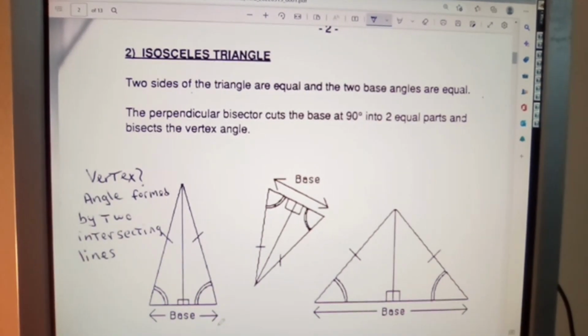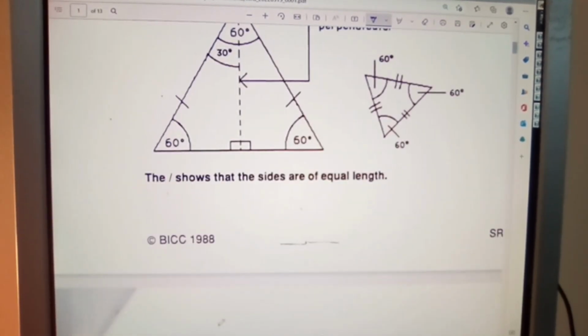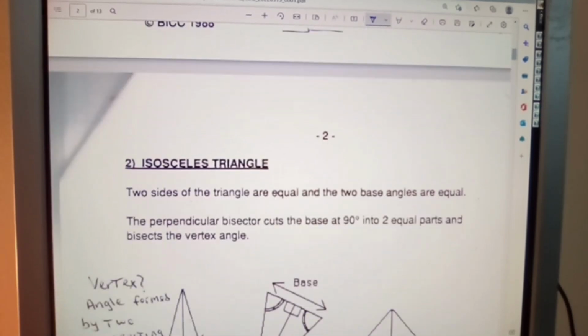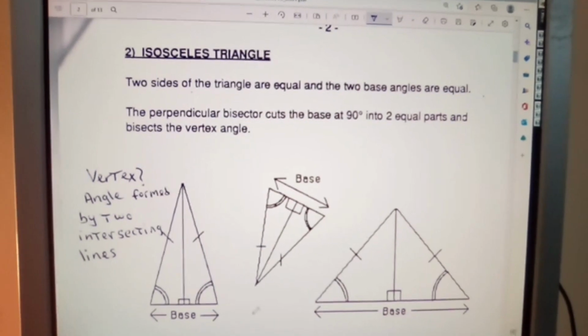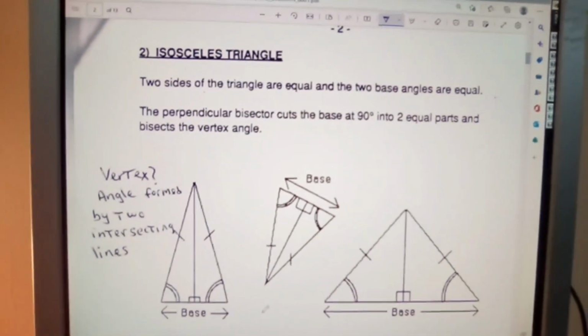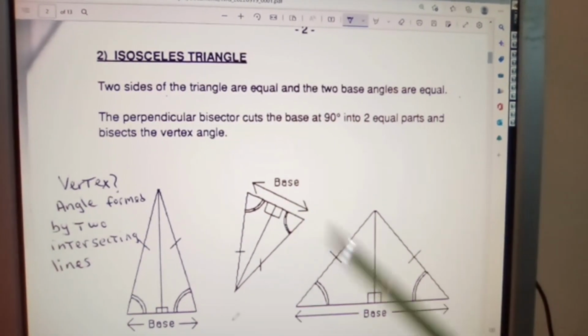And looking back, let's go back a little bit. All this is showing you is whether you turn it upside down, looking at it from different base points of view.